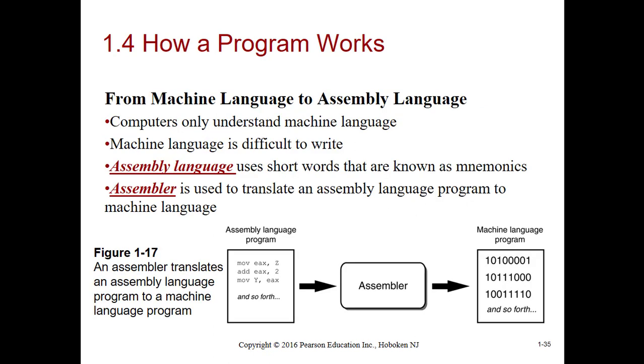From machine language to assembly languages. Remember, computers can only understand machine languages, but it's difficult to write. So assembly language was created to use short words known as mnemonics. The assembler was used to translate that to machine language. Figure 1-17 shows you what an assembly language program would look like. Then it runs through the assembler and turns into machine code.